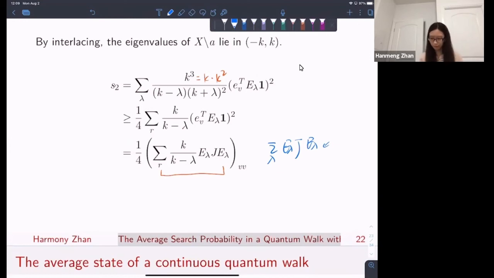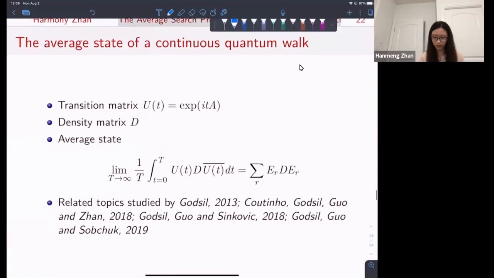Just to provide some background, a continuous quantum walk on a graph is defined using the adjacency matrix of the graph. At time t, the transition matrix is the exponential of i times t times A. If your initial state is represented by a density matrix, that is a trace-one positive semi-definite matrix, for example if you start with e_a, then the density matrix is e_a e_a transpose. Then after time t, your new state is U_t times your density matrix times U_{-t}, and this is your new state.